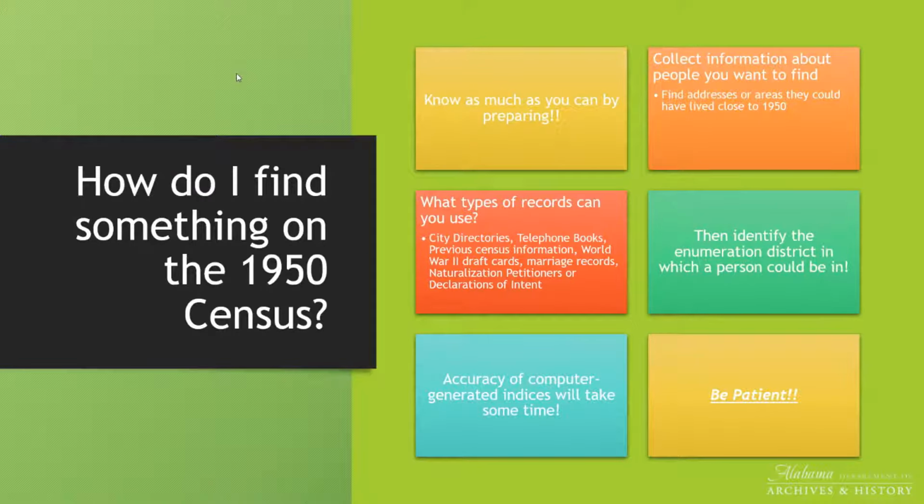You want to use that address information to get as close as you can to identifying an enumeration district where you think that person will be in 1950. Enumeration district maps are available online, and you can use those to determine where you think that person would be. And then when you're able to download the information or look on NARA or Ancestry or FamilySearch, you can go to that enumeration district and search page by page for the person you're looking for.